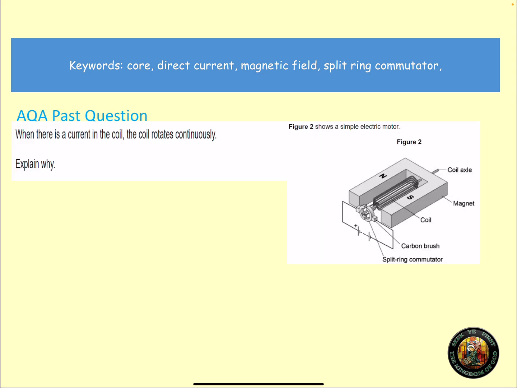So, now the exam-style questions. When there is a current in a coil, the coil rotates continuously. You can see that in the picture. Explain why. This will be worth a few marks.